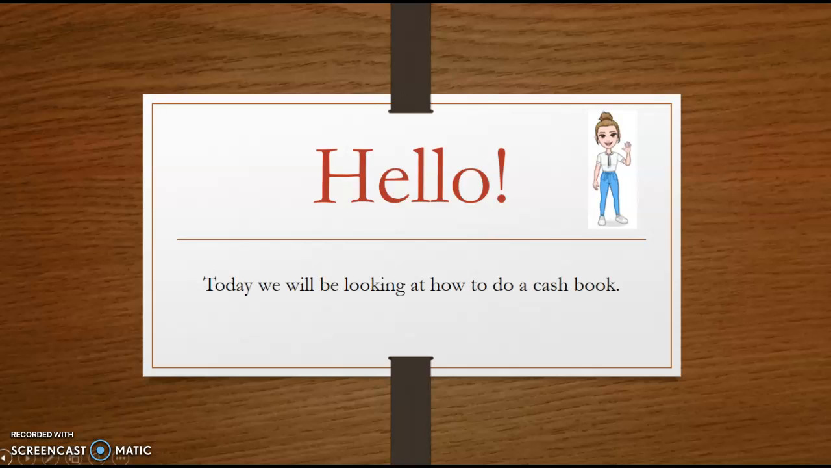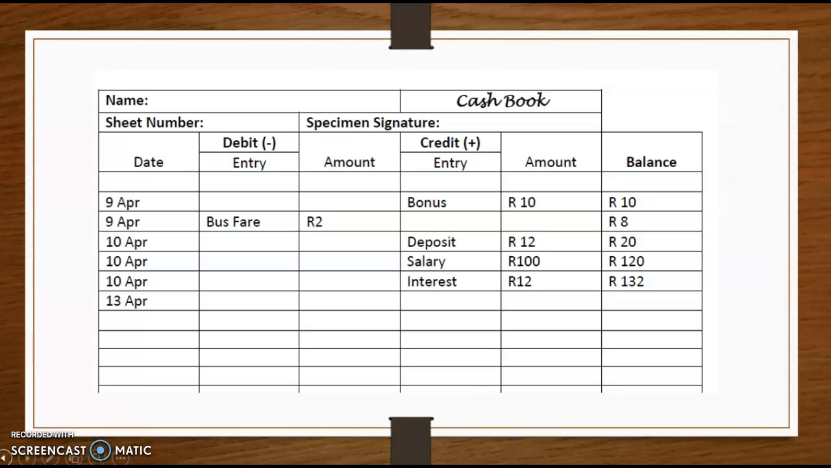Let's dive right in. Over here we've got a cash book, an example of how it will look. If you look at this column, you see it's something called a debit column. There's a minus right next to the debit because this is where we will put our expenses, which means things that we have to pay.